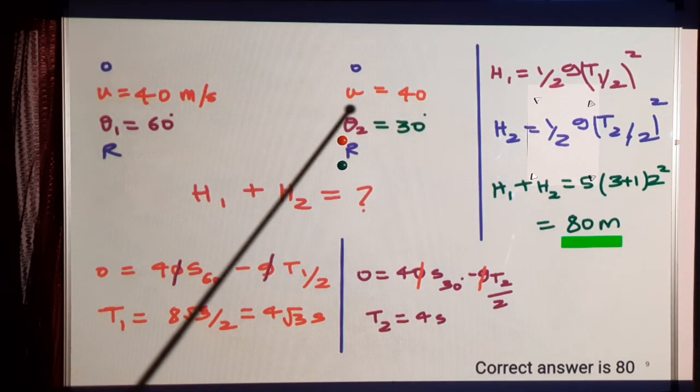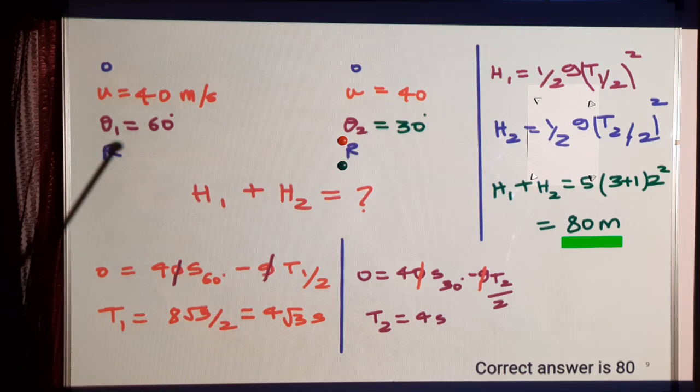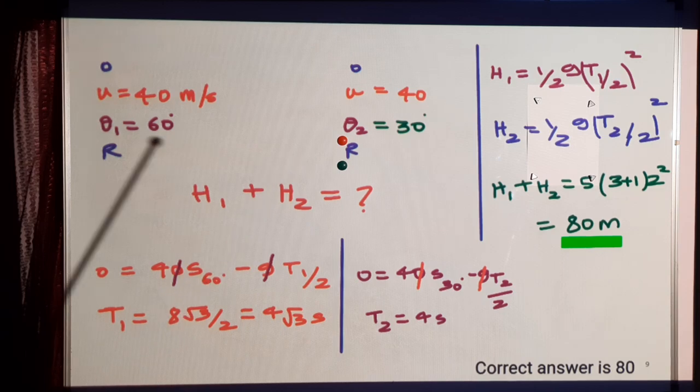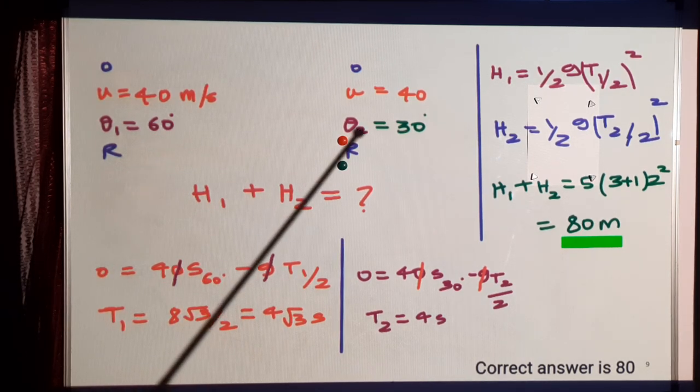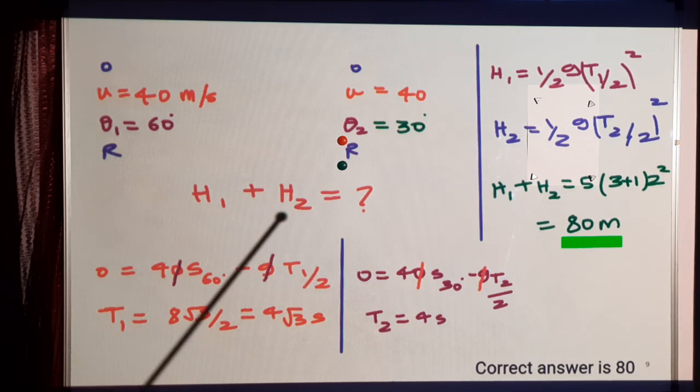Both the projectiles have been thrown at the same initial speed 40, one at an angle theta 1 equal to 60 degrees, and it is given the range is the same. So that means that the second angle should be the complement of this one. So 90 minus 60 is 30. We have to find the sum of heights.